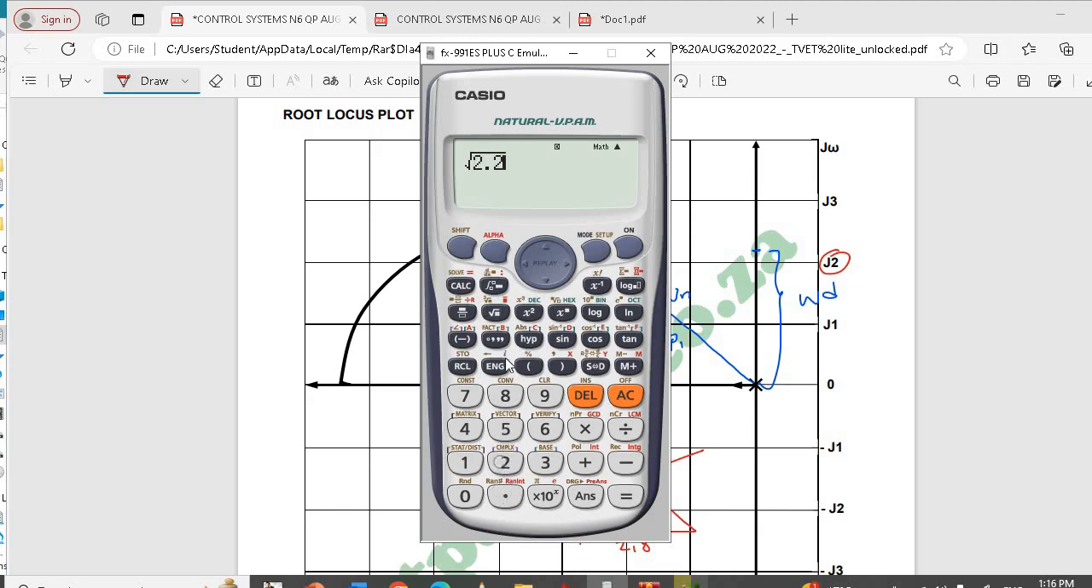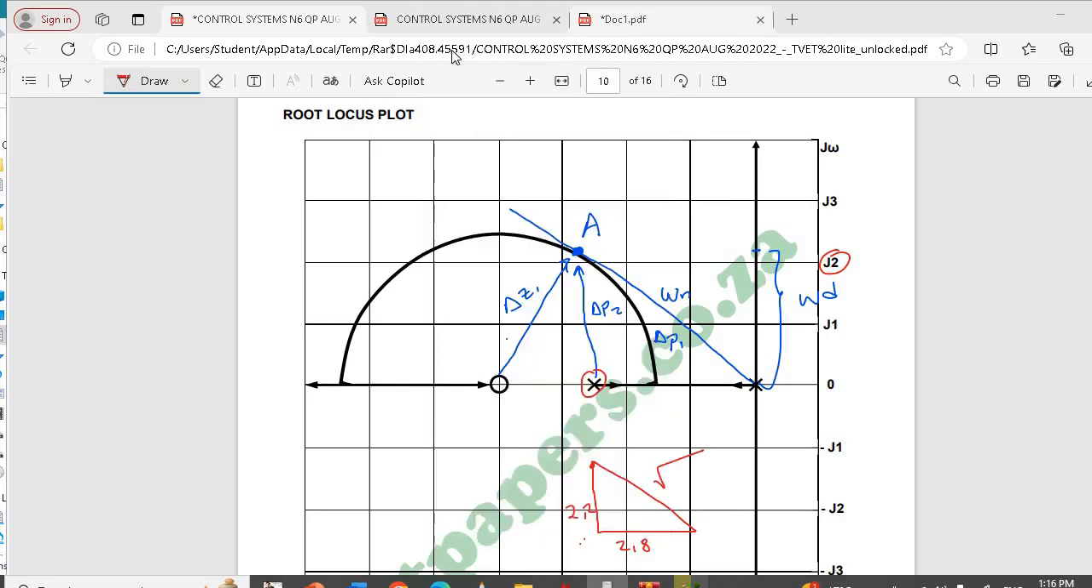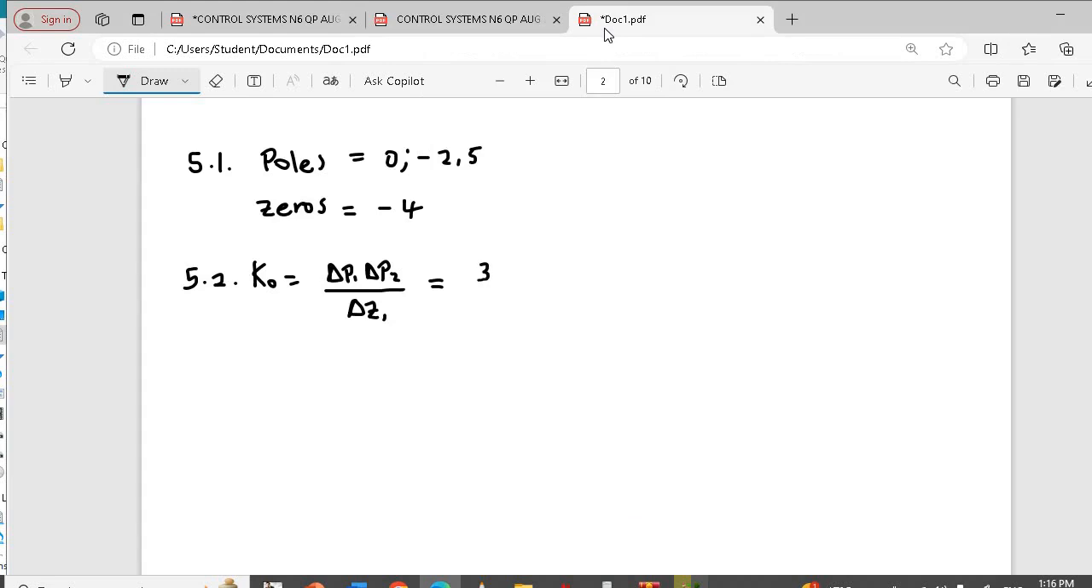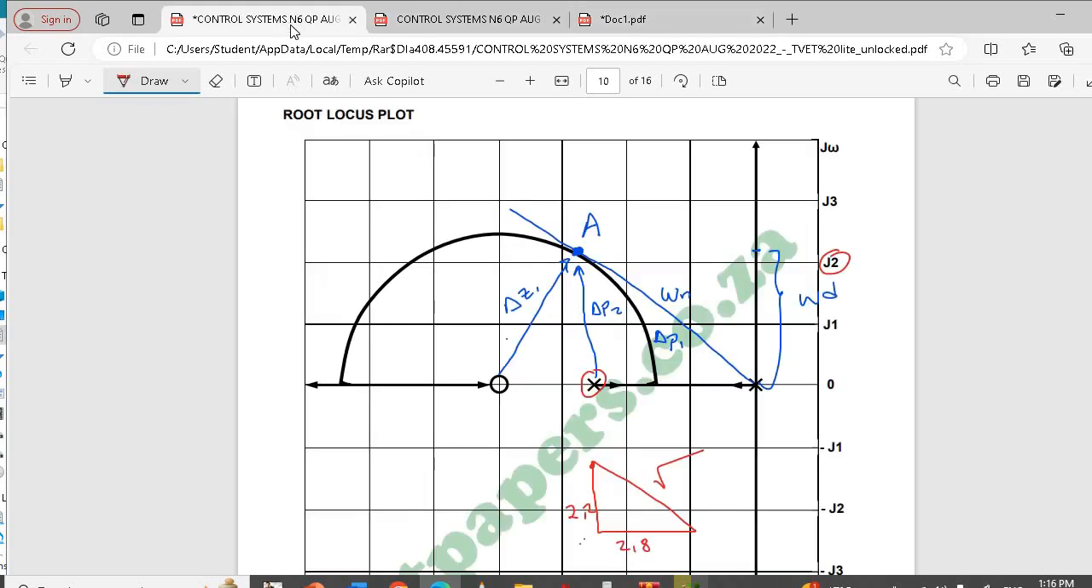Square root of 2 comma 2 squared plus 2 comma 8 squared. I'm getting 3 comma 6 if I round it off. So I'll say the first one is 3 comma 6. The second one, if we draw, this one will be a very small triangle. It will be something like this.